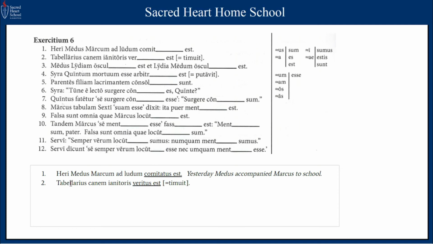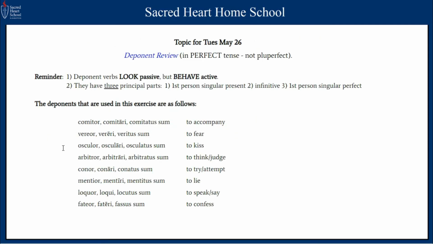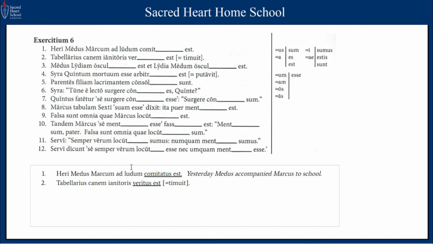And then number 2 here, tabularius canem janitoris veritus est. Veritus est, going back here, verior, vereri, veritus sum, to fear. So the courier feared the doorman's dog, the doorkeeper's dog. But again, you only have to translate the odd ones, okay?